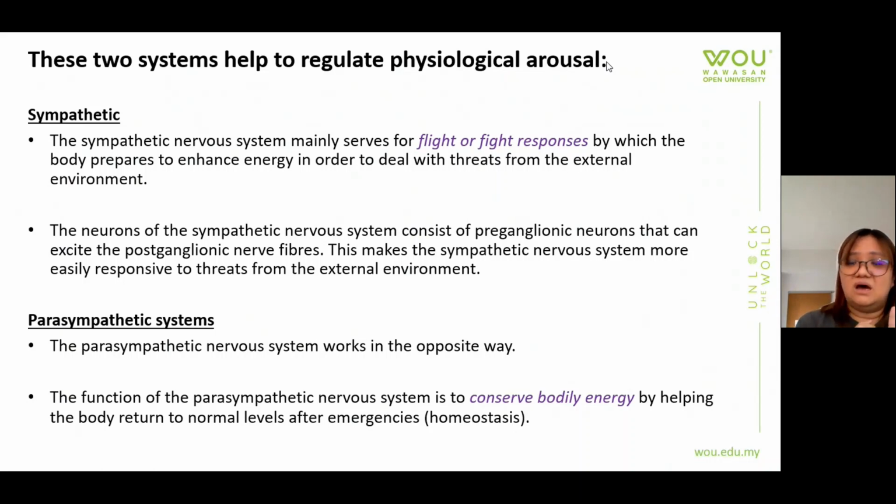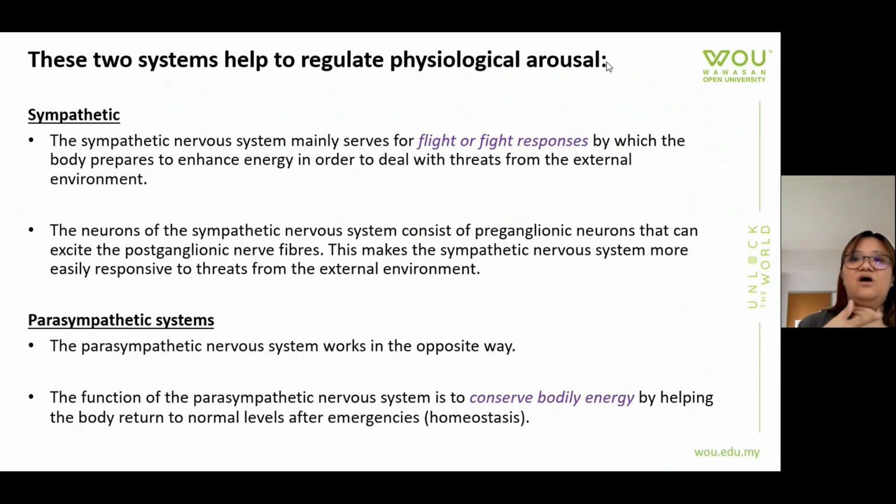So the sympathetic nervous system is very simple. When we enter into this mode, our body will start to build up energy. The energy will be supplied to our body, especially our muscles, and we will start to react to the external threat, any stressor from the environment that makes us feel threatened or uncomfortable.